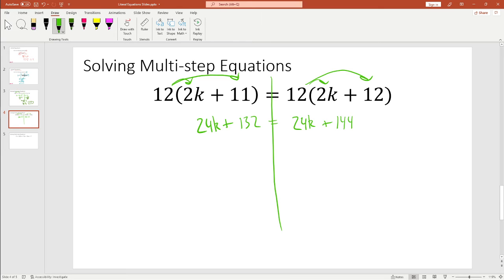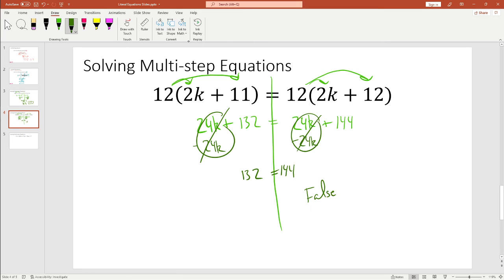So in this kind of situation, you already have an idea that something weird is going to happen. But if I look at both of the k terms, they're the same. So if I were to try to move one, because it canceled out on one side, it's going to cancel out on the other side, right? 24k minus 24k is 0. And then 24k minus 24k on this side is also 0. So I end up with this equation that is false, right? 132 is not equal to 144. So this is false, which means there is no solution.